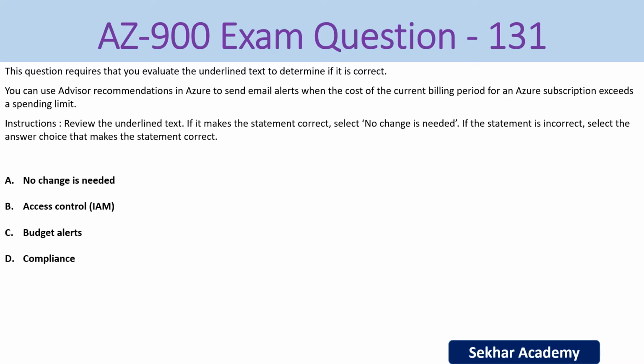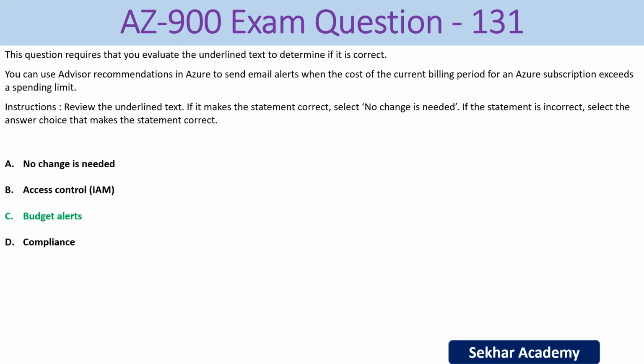So here you need to recommend the solution using the recommendations from the advisor in Azure, which will send email alerts whenever the cost of the current billing period for an Azure subscription exceeds a spending limit, right? So options we have: A, no change is needed, B, access control, C, budget alerts, and D, compliance. Here the right answer is C, budget alerts. By using the budget alerts feature, we can meet the solution here.